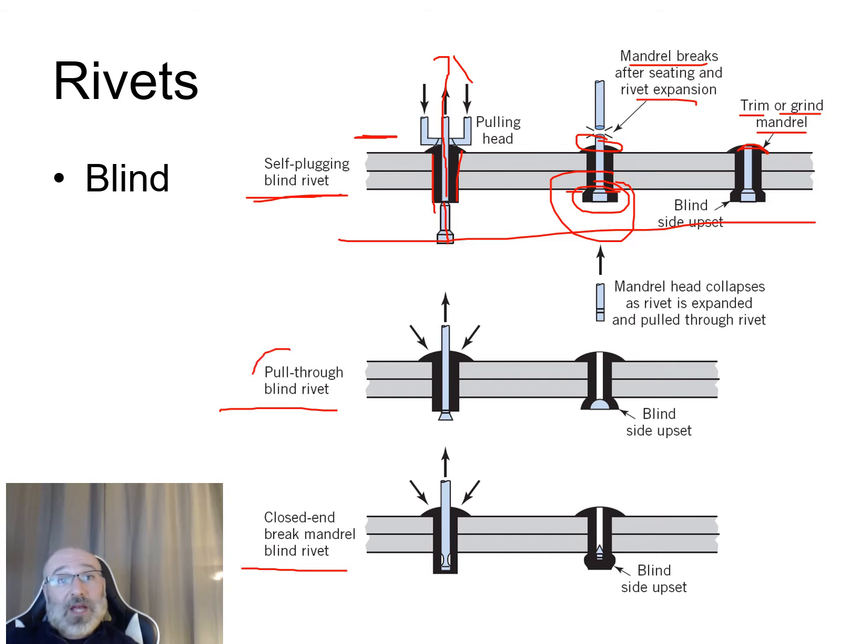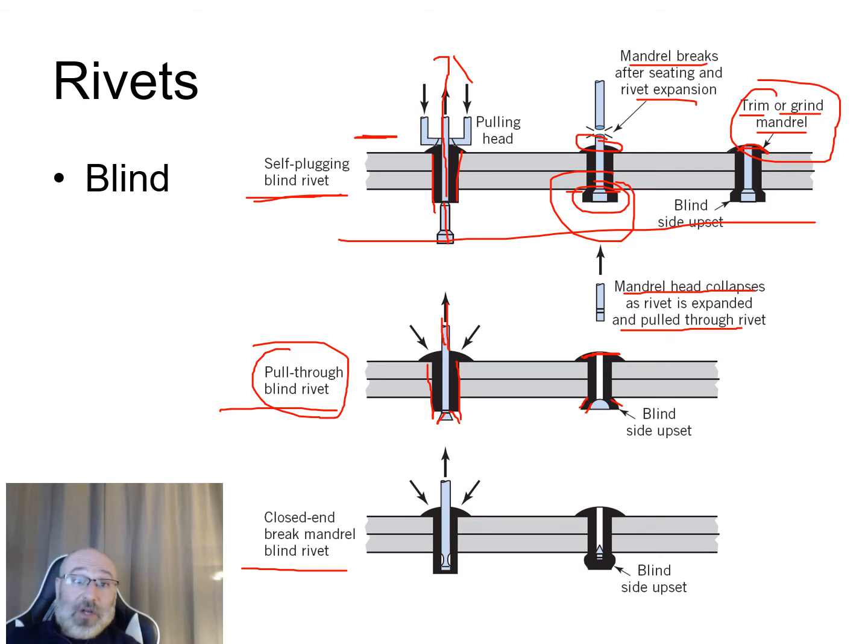Now the next one is the pull-through blind rivet. Same type of application. You're still pulling up through this, all the same diameters. It slides down through the hole in our materials, and you can see the shape of this. As you pull this up through, it pulls in around it and deforms our rivet, so it expands and can't pull through the material anymore. But now the mandrel head collapses as the rivet expands, and it pulls right through, leaving you with a nice clean top. So you don't have to worry about trimming or grinding the mandrel.